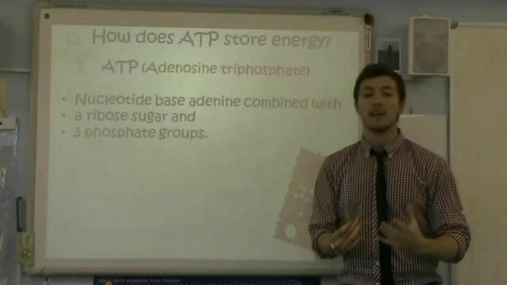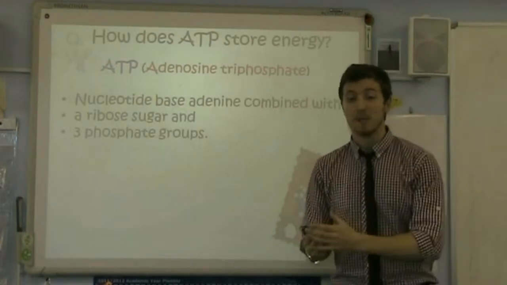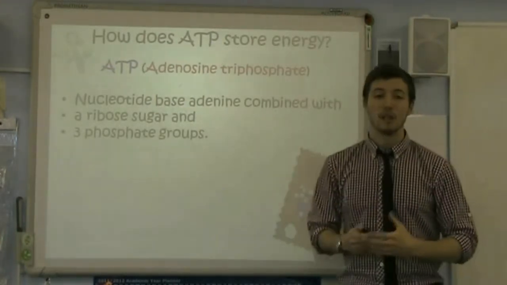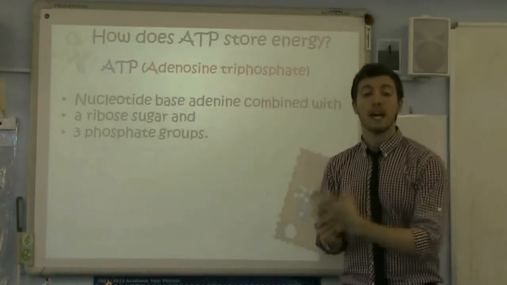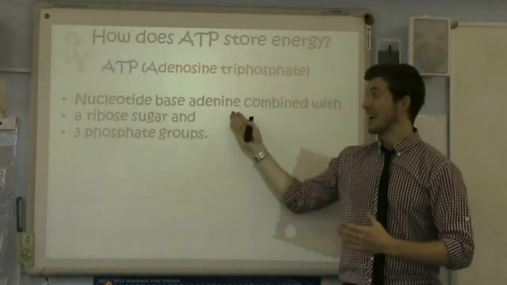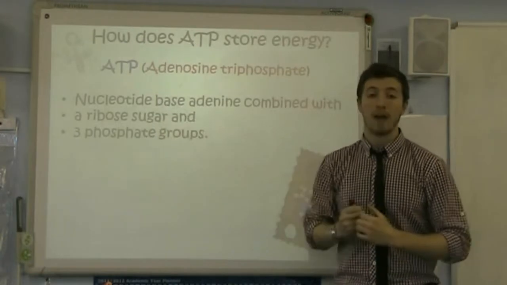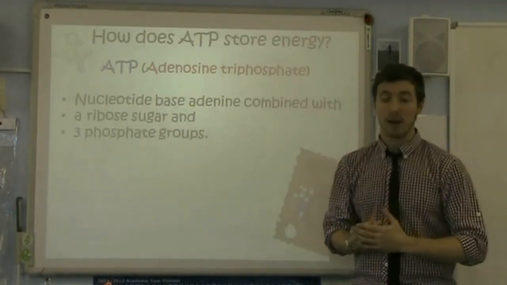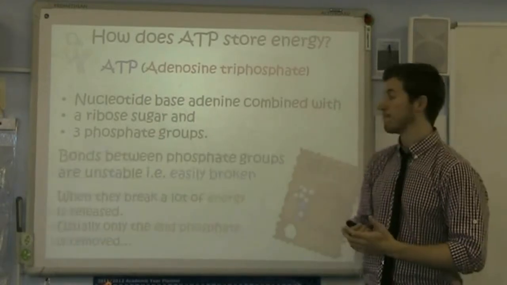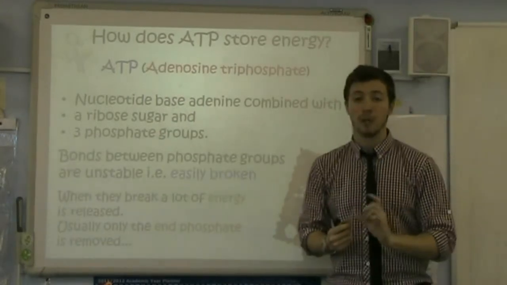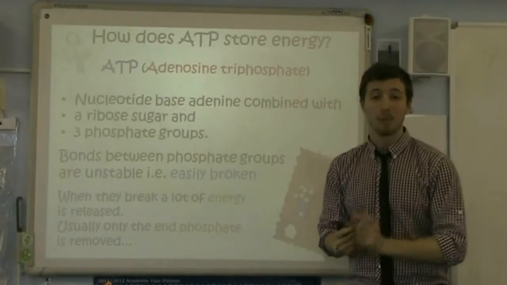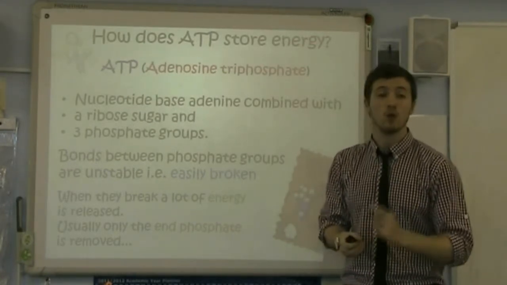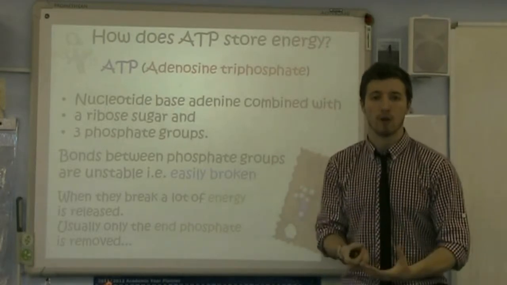So how does ATP store energy? Well, first of all, a little bit about the molecule itself. It's called adenosine triphosphate. It's called adenosine because it's made of the base adenine and then ribose, a sugar, which are joined together along with 3 inorganic phosphate groups. The phosphate groups have bonds between them, and these bonds are very easily broken, and they also contain a lot of energy, which is why ATP is so useful as this energy currency in our cells.